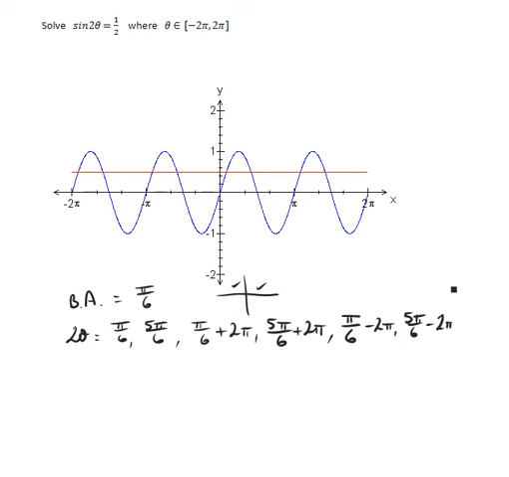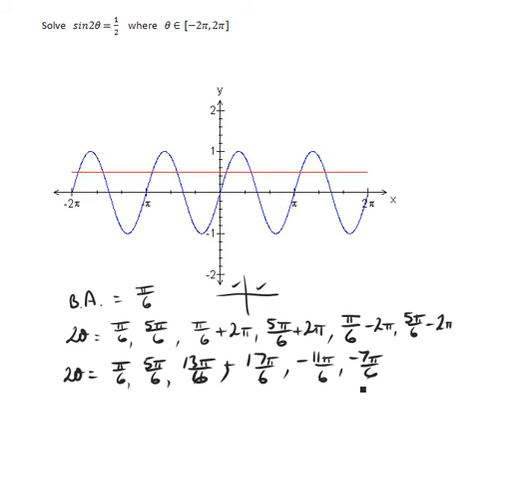But I do know from the picture that there's got to be 2 more. So let's just clean this up, and we'll get to those in a second. So 2 theta equals pi on 6, 5 pi on 6, 13 pi on 6, and 5 pi on 6 plus 2 pi is 17 pi on 6. Pi on 6 take 2 pi is minus 11 pi on 6. 5 pi on 6 take 2 pi is 5 pi take 12, which is minus 7 pi on 6.